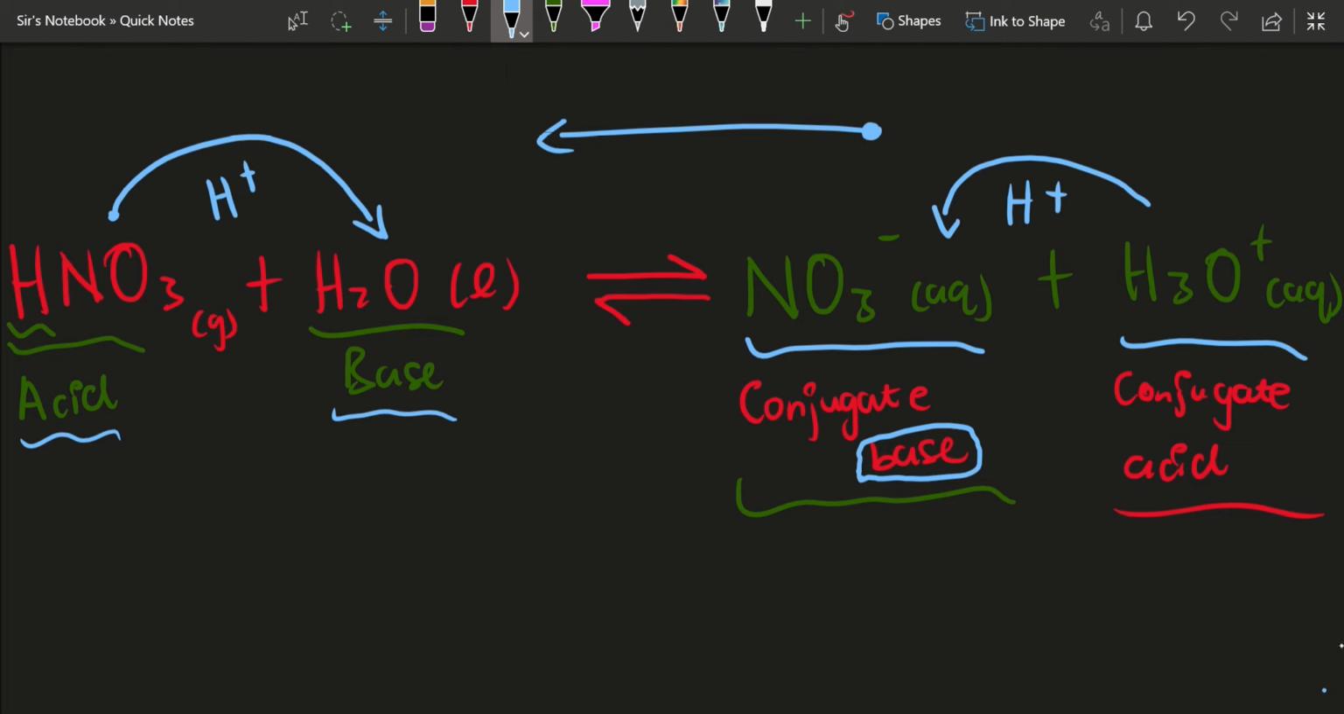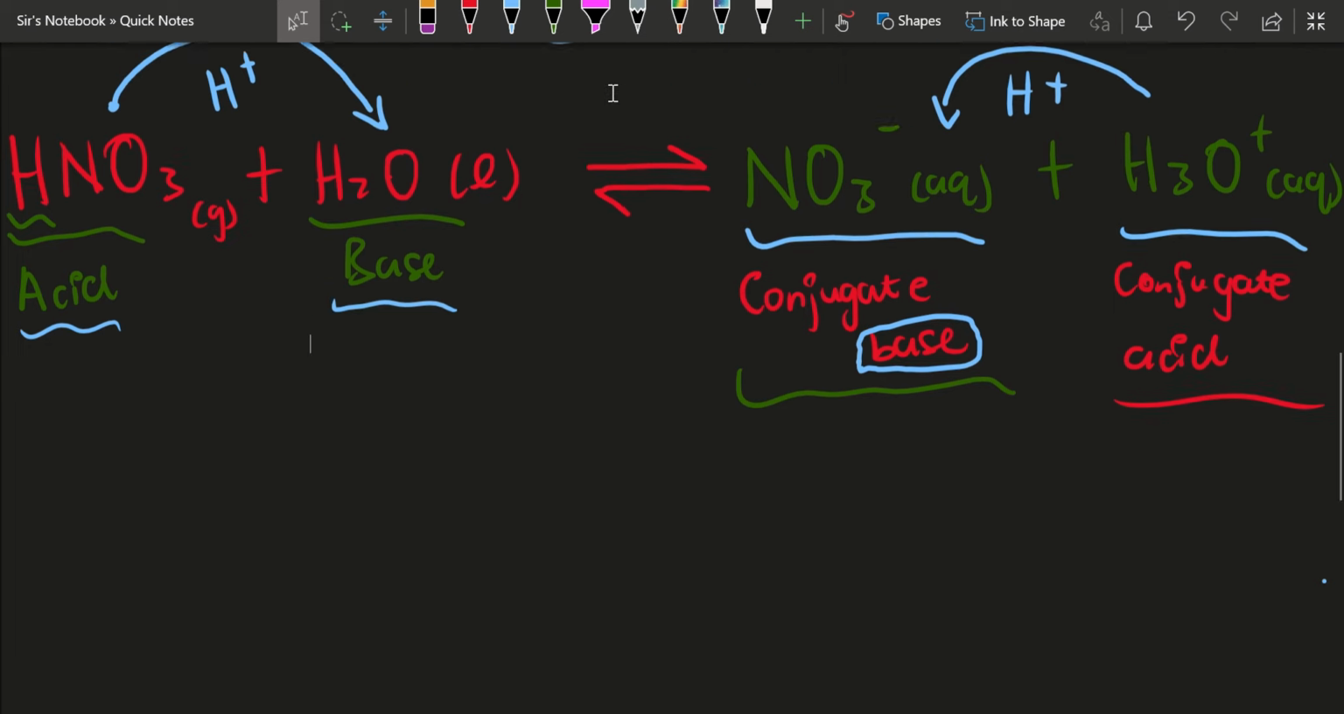So what have we looked at? We've looked at conjugate acid-base pairs. We've looked at how it actually works, what conjugate acid-base pairs are, what a conjugate acid is, what a conjugate base is, and okay, let's take a different example.